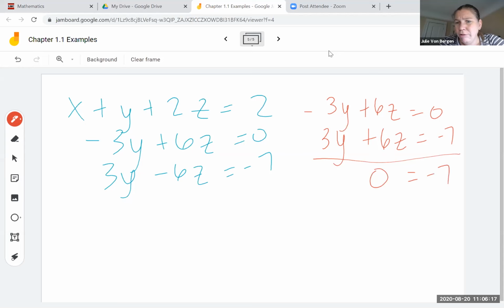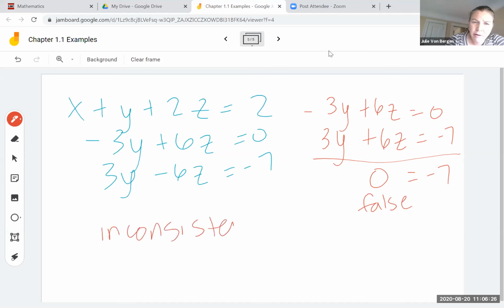Well, that's false. So as soon as we run into a false solution, that tells us this is an inconsistent system. These planes have no intersection. So we've got some parallel planes going on here.